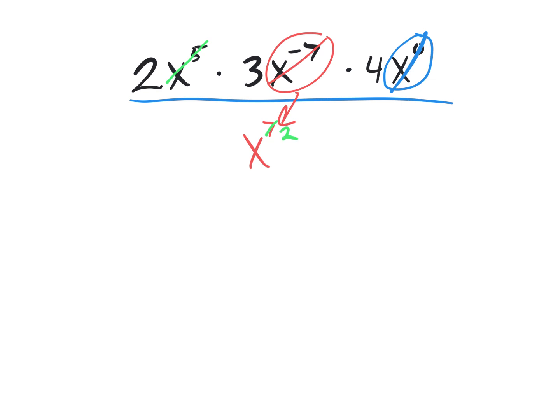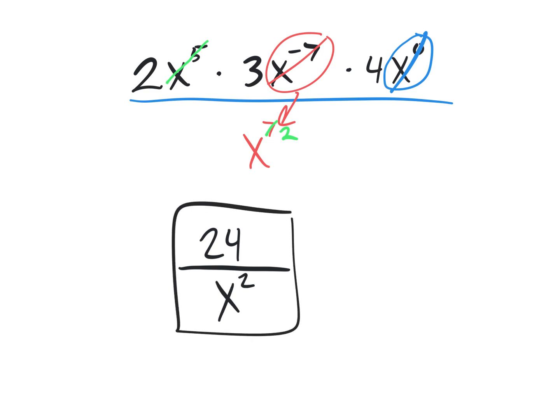Does that make sense? Now it's getting really messy because I have scratches and circles and all this stuff, right? So let me rewrite what I have. It's a fraction. Up on top, what's left? I have a 2 times 3 times 4. These are regular numbers. So it's actually multiplying. What's 2 times 3 times 4? 24. Okay. And there are no x's, right? Everything's gone. On the bottom, what do we have left? An x squared. So there's our final answer, 24 over x squared.